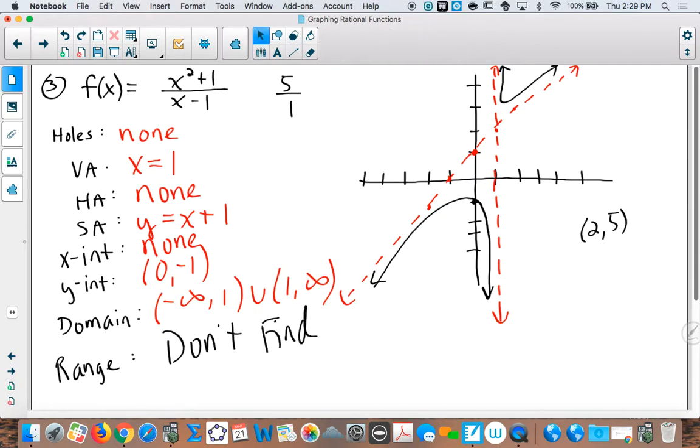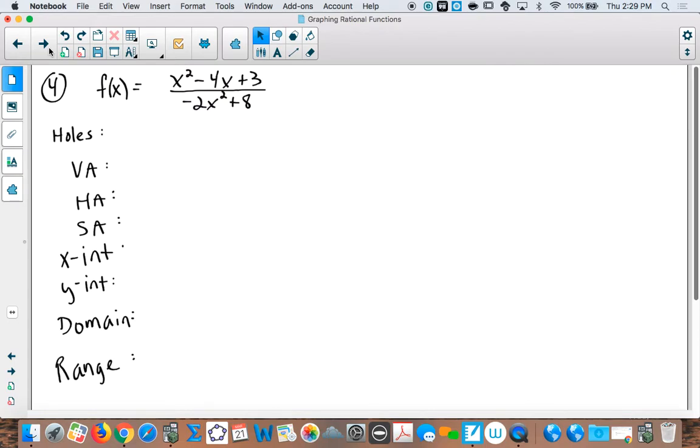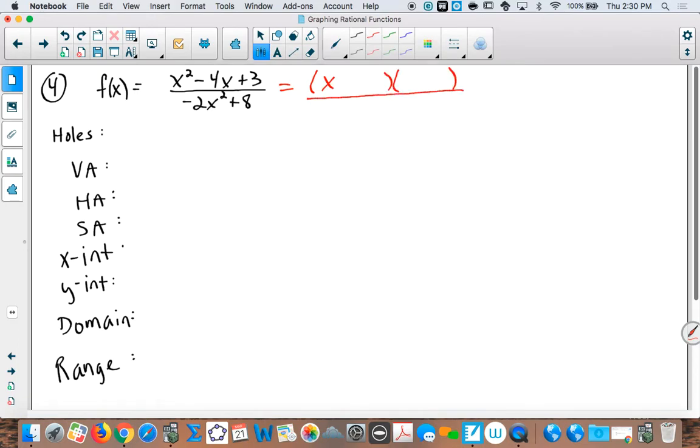All right. We have just enough time to do this last one. We're going to kind of do this one together, again, for the sake of time. So let's factor our numerator. What's going to factor the numerator here? Minus 3, minus 1. Right, minus 1 and minus 3 in there? Okay. Denominator, we can take out a -2.